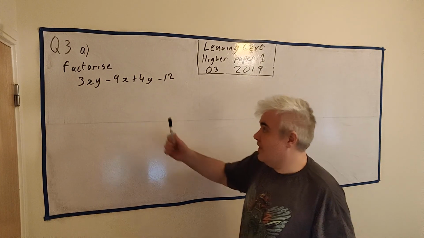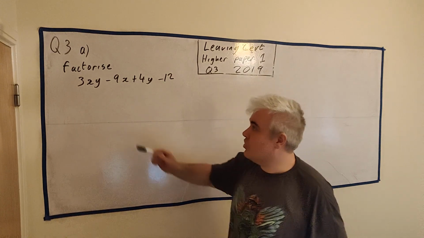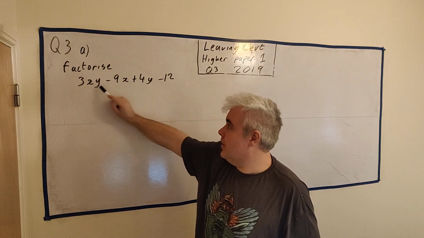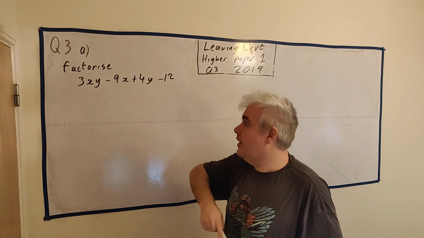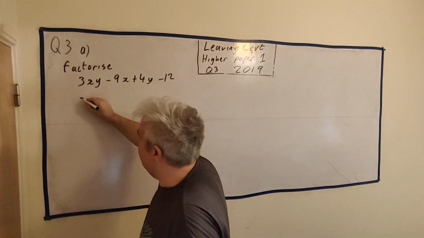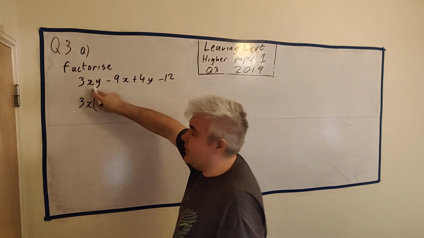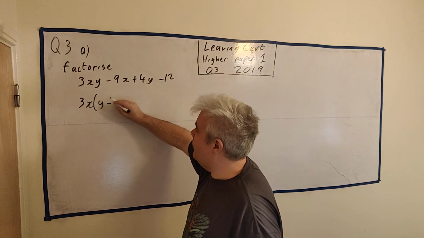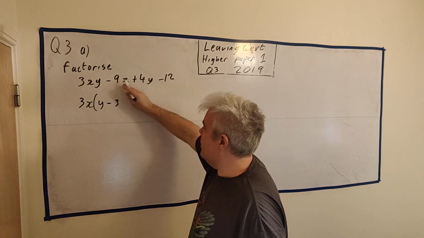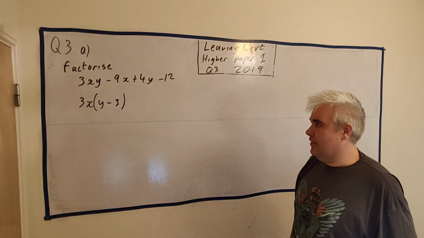In this case, I'll just take the first two terms and we'll say what's similar in both of them. There's a 3 in both of them, a 3 here and a 3 times 3 for the 9. There's an x in both of them. So let's go ahead and take 3x out of it. So 3x multiplied by y would make this. Multiplied by minus 3 would make this. So we go ahead and do that.